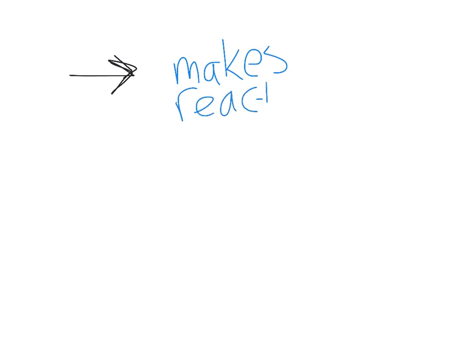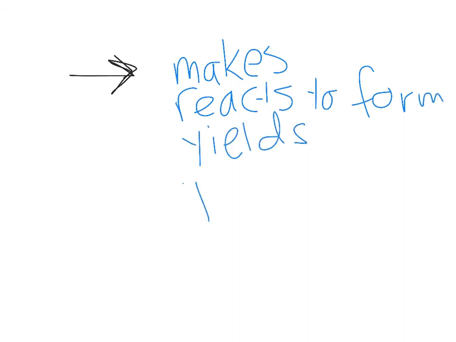When I have the arrow, that means what we make. That's the actual chemical reaction. So when you see the arrow, as we saw on the other slide, that could mean makes. You could say reacts to form. You could say yields. You could say produces. Those are all appropriate terms to use anytime you see that arrow. Pick your favorite. Doesn't matter.